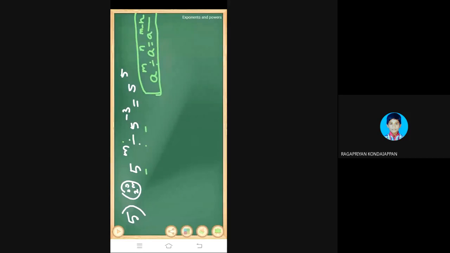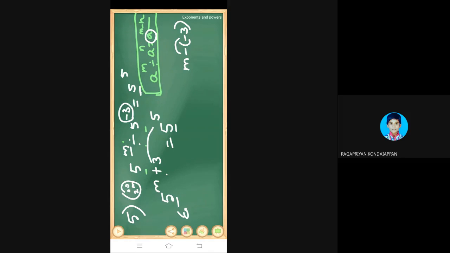Okay, now here 5 power m divided by 5 power minus 3. So write single base and power should be subtracted. Here the power is m, here the power is minus 3. So m minus of minus 3. Minus into minus will become plus. That's why I wrote 5 power m plus 3. And in the right hand side we have 5 power 5. See here, if the bases are equal, then we can equate the powers. So equating the powers.